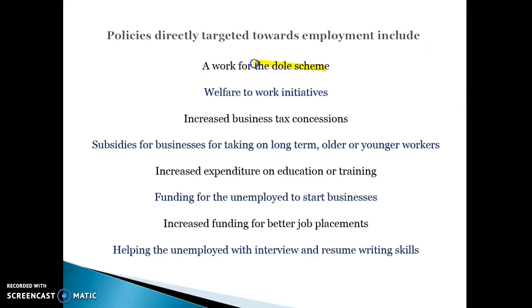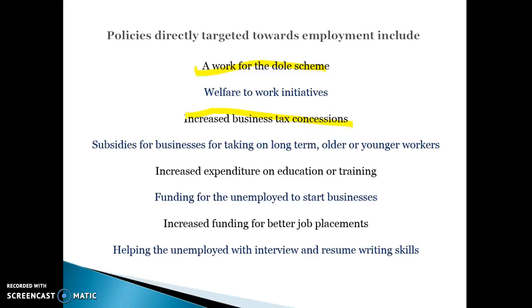So people that are on unemployment benefits, they make them work to try and develop key skills so that they are more job ready. Welfare to work initiatives is the same sort of thing, giving people skills so they are more employable. Increased business tax concessions, so again, it's trying to get businesses to invest, and therefore because they're investing, they need more employees.